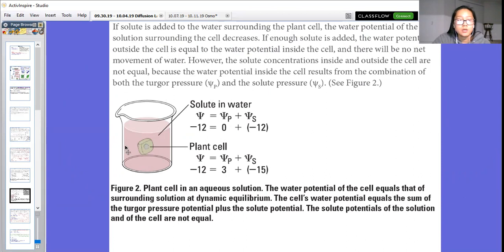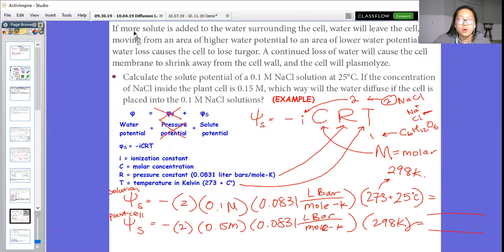Okay, so here we have an example of where solute and water is added. And now the difference between the two has changed. They're basically going to have water molecules move either out of the plant cell or into the plant cell until these two potentials are equal. Once they are equal, then it's balanced, and then water moves in and out at an equal rate to maintain that equilibrium. So if more solute is added to the water surrounding a cell, this is the calculation from before.